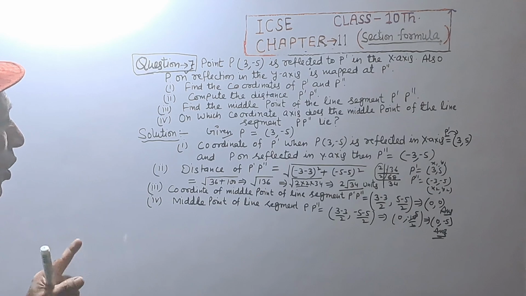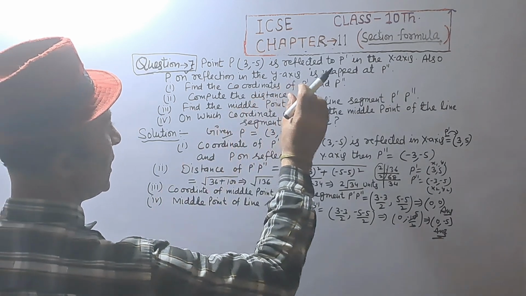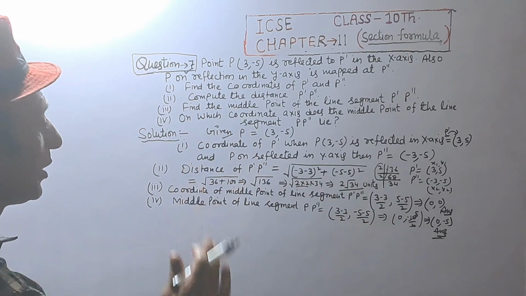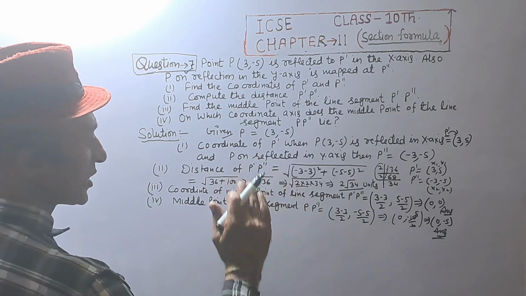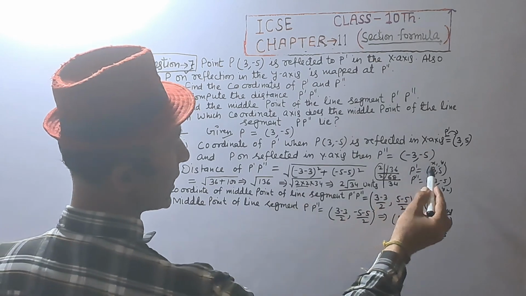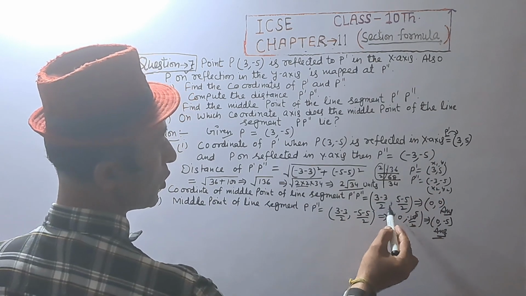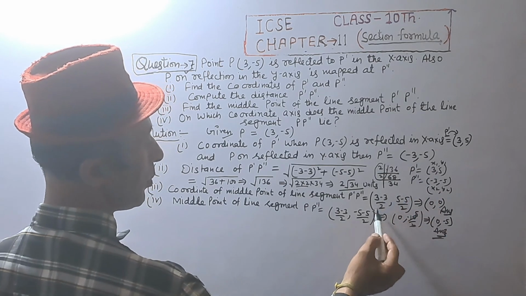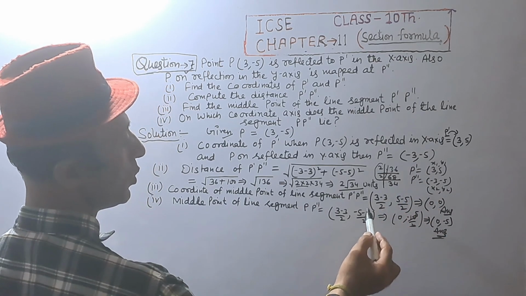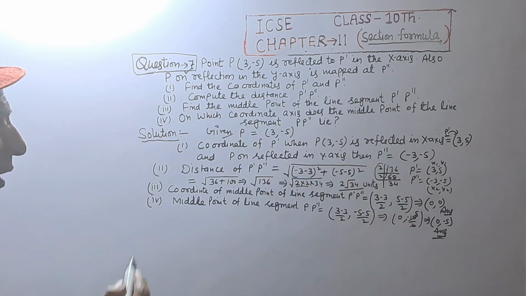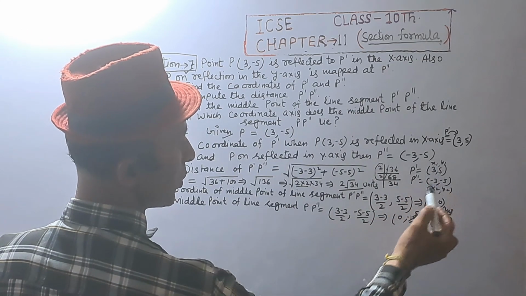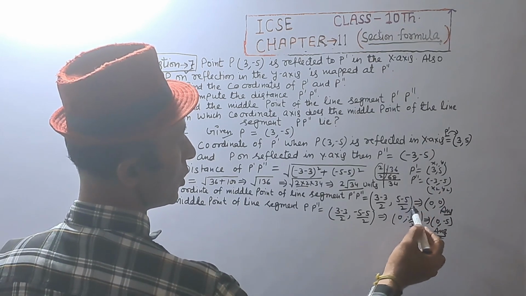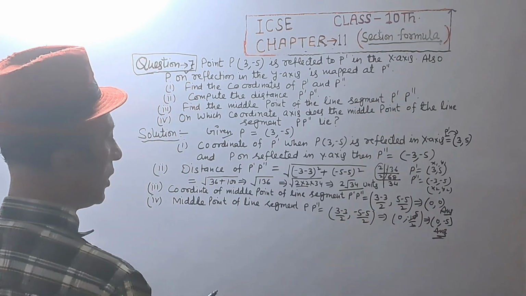And the coordinate of the middle point of the line segment P dash, P double dash is equal to, by the midpoint formula, (x1 plus x2) upon 2, comma (y1 plus y2) upon 2. (3 minus 3) upon 2, that is 0 upon 2, that is equal to 0. And (5 minus 5) upon 2, that is 0 upon 2. So the answer is (0, 0).